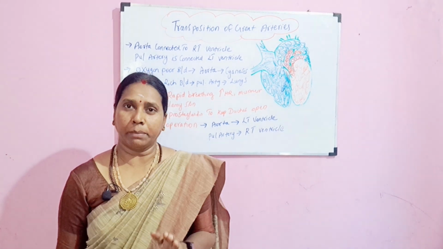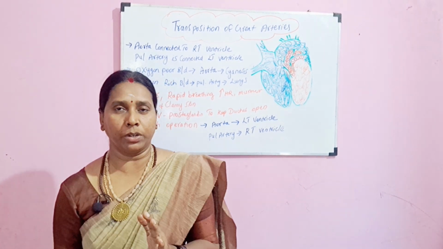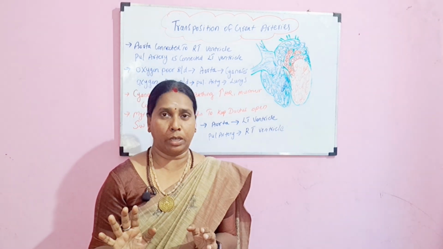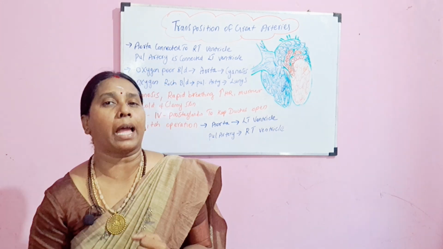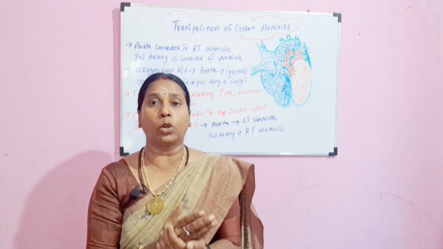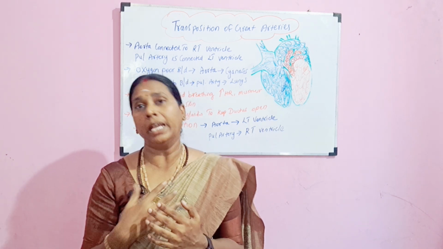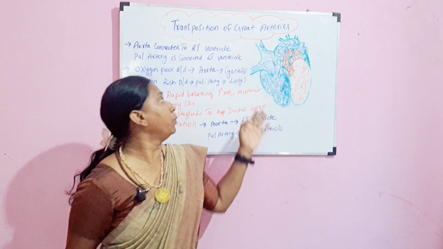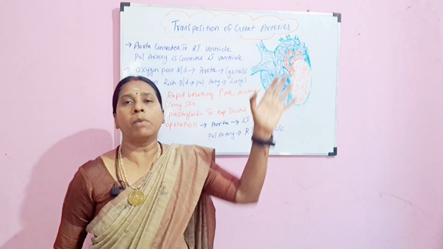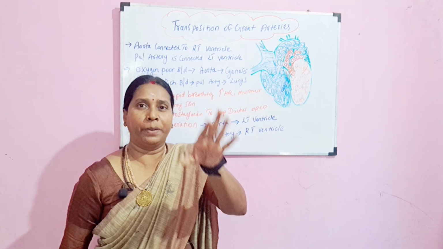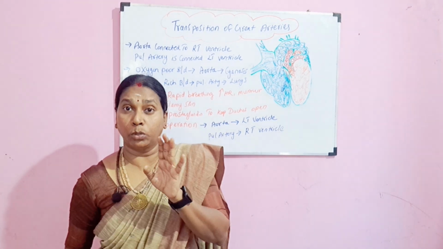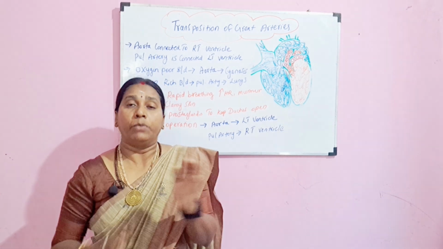So coming to the management of transposition of great arteries, the first management is IV prostaglandin, which you are going to administer. What is the action of this prostaglandin? It will not allow the shunt to close. Where is this shunt? It is in the atrium or the ventricle, where there is a shunt opening, which allows the mixing of blood. Now we don't want this shunt to close, so we are opening the shunt and keeping it open.